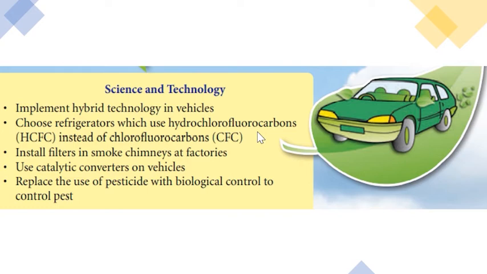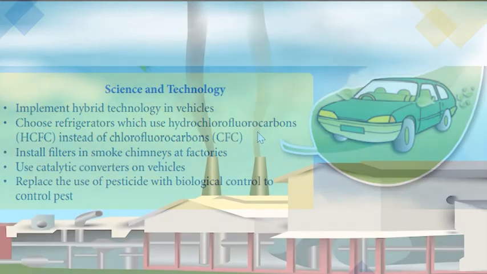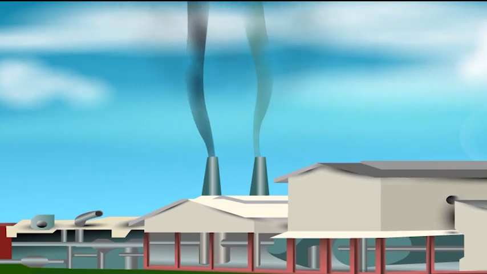To overcome the thinning of ozone layer, choose refrigerators which use hydrochlorofluorocarbons, HCFC, instead of chlorofluorocarbons, CFC. Modern industrial chimneys help to reduce air pollution as they are long and extend high in the air. All the smoke and harmful gases produced by industrials are released far away from ground. Also, modern chimneys are fitted with filters which trap the dust and particulate matter present in the polluted air.